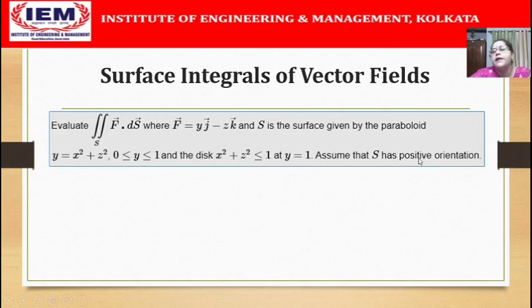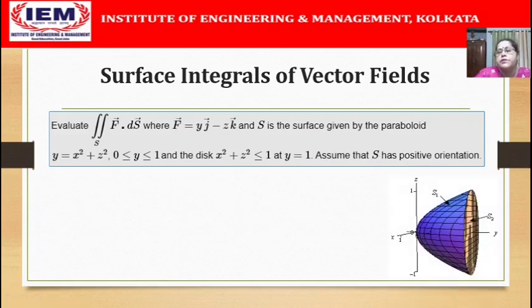Assume that S has positive orientation. So let's draw the figure first representing the surface S. Now notice that the surface S actually comprises two surfaces. One is the surface of the paraboloid and the other is the surface of this unit disk.